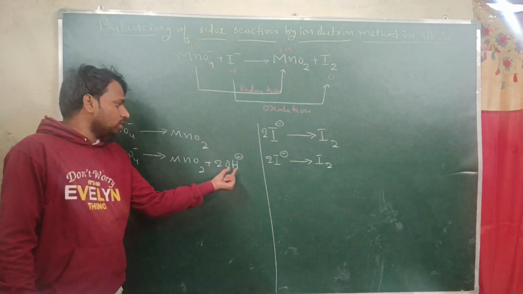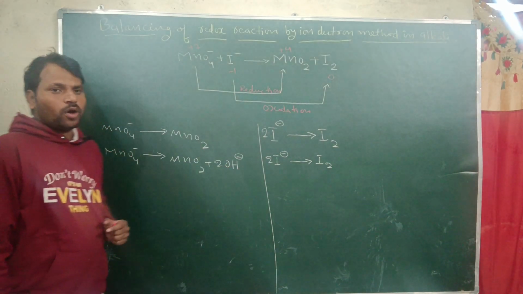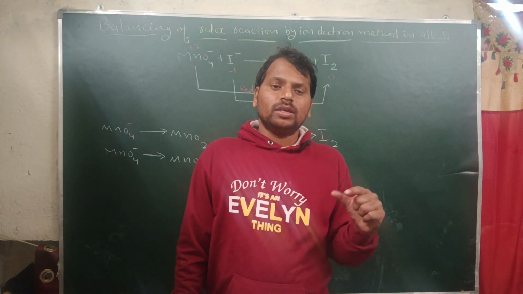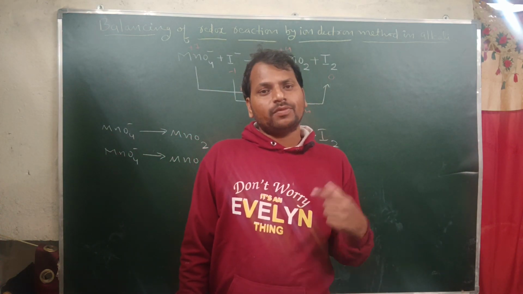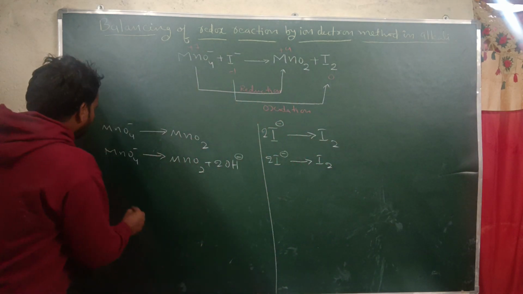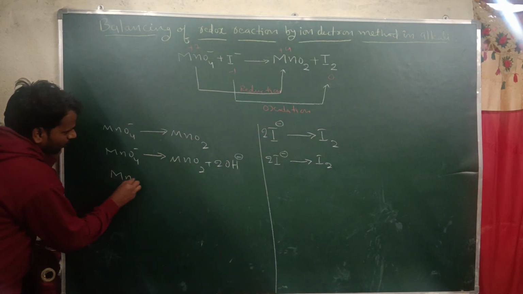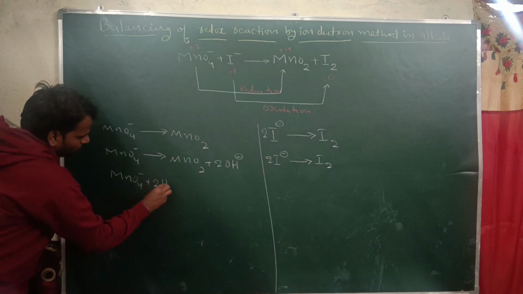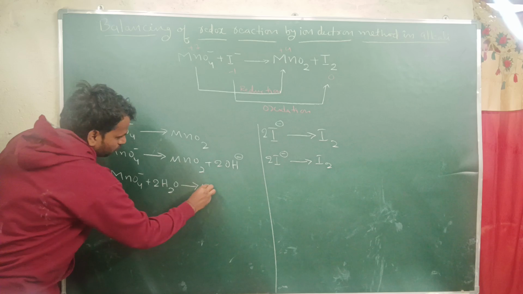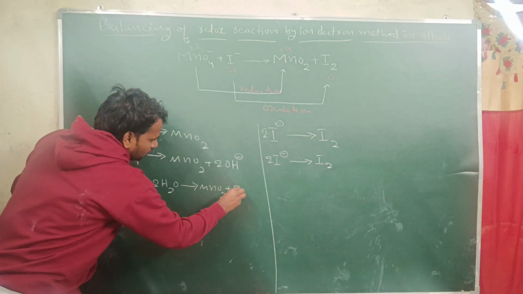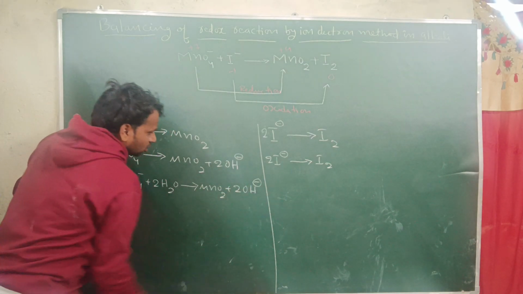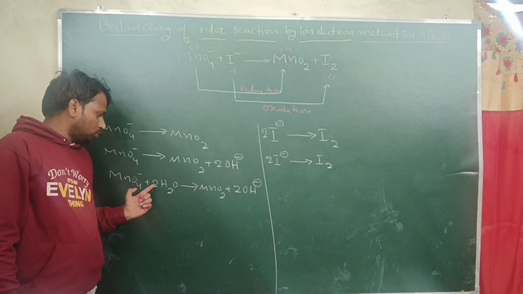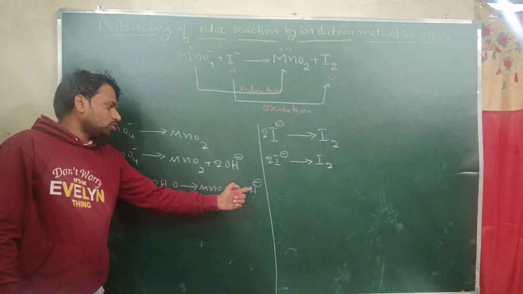Next, here 2 hydrogens are there, but on this side there are no hydrogens. So where there is a deficiency of hydrogen, on that side we add water units. So MnO4 minus plus we should add 2 water units gives rise to MnO2 plus 2 OH minus. After adding this, 2 and 2 make 4 is there, and here also 2 OH minus.